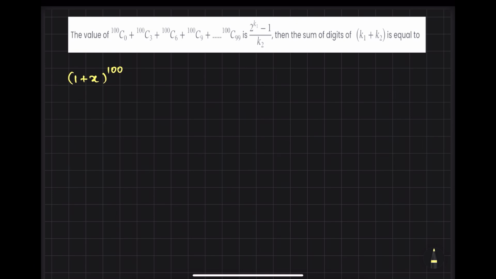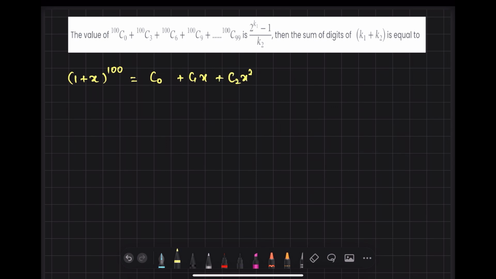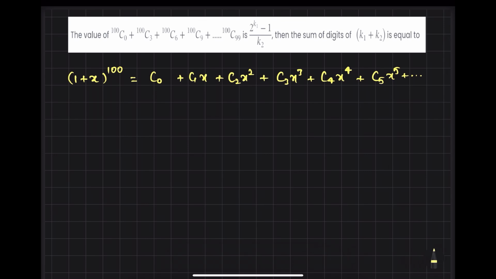This time the power is not n, it's 100, so we'll use 100. So for 100, I will directly use n, direct C. This means C0 x power 0, C1 x, C2 x square, C3 x cube, C4 x4, C5 x5, dot dot dot. Okay, now look at this.